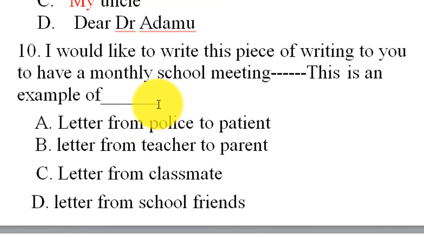Letter from classmate. Is it really a letter from a classmate? What idea does a classmate write to his friend? It's not really related to this. Letter from school to friends? I don't think so. So the answer is still what? Letter from teacher to parent to have a monthly meeting to discuss the student's skill achievement. So this is a kind of formal letter writing. Take care here. The phrase "to have a monthly school meeting" gave me a clue, so I must be able to think it is teacher to parent.